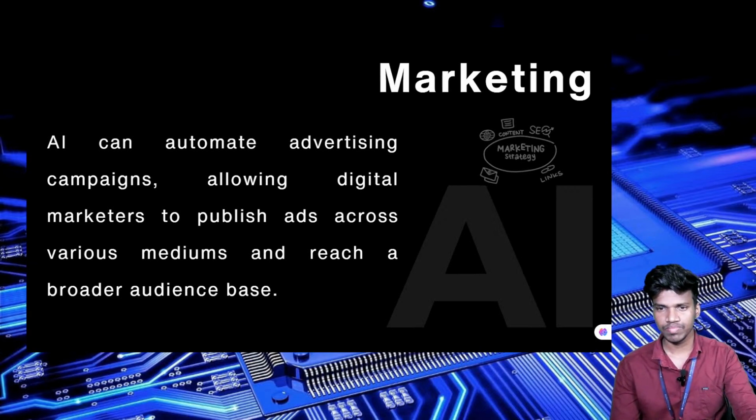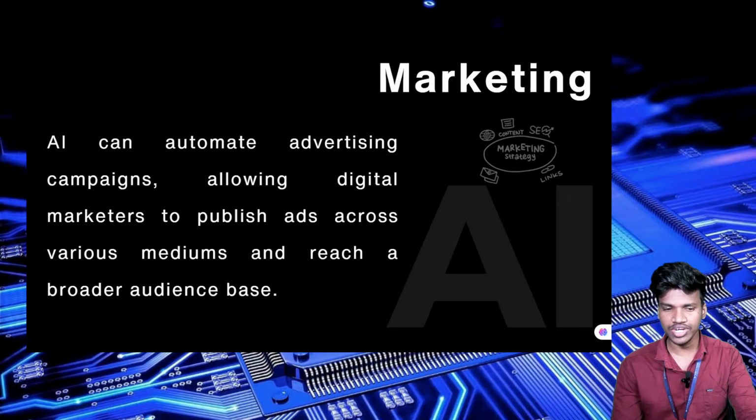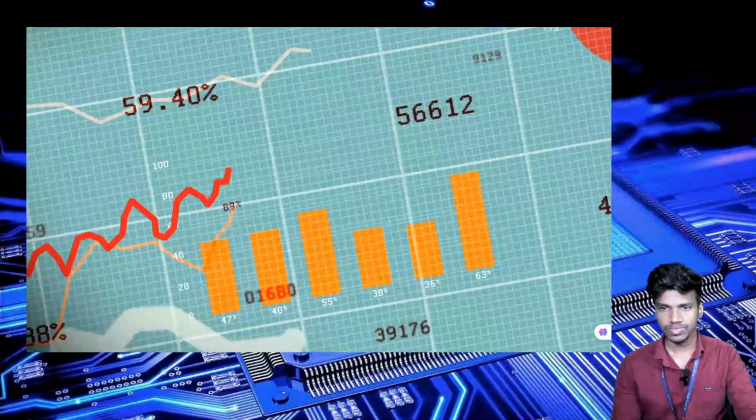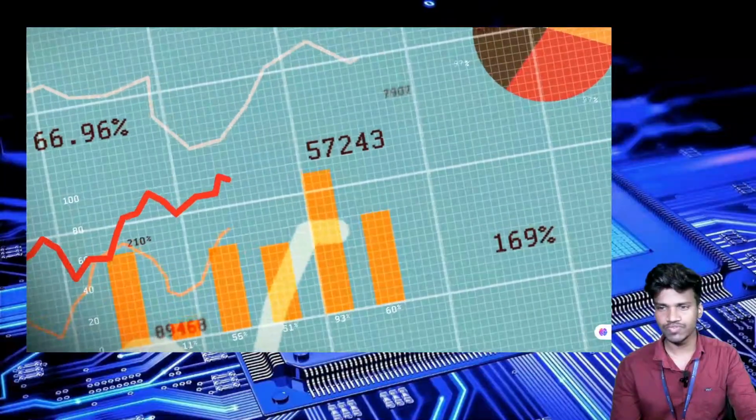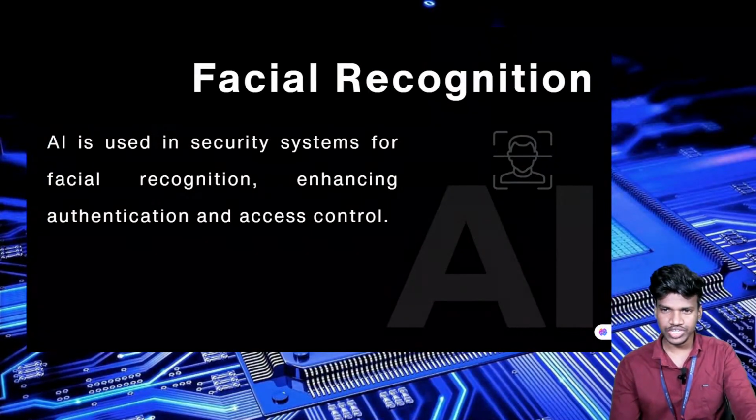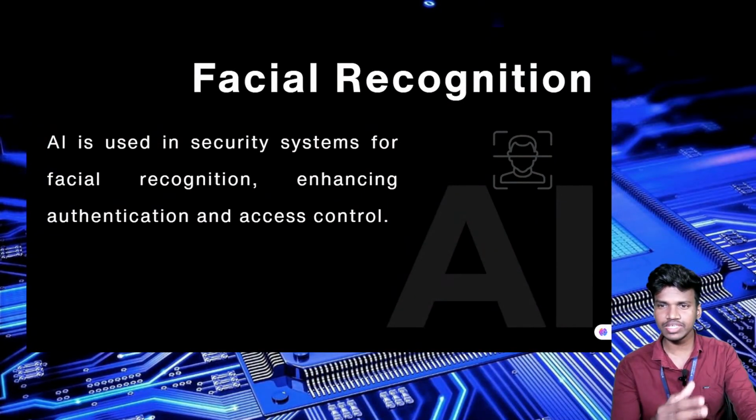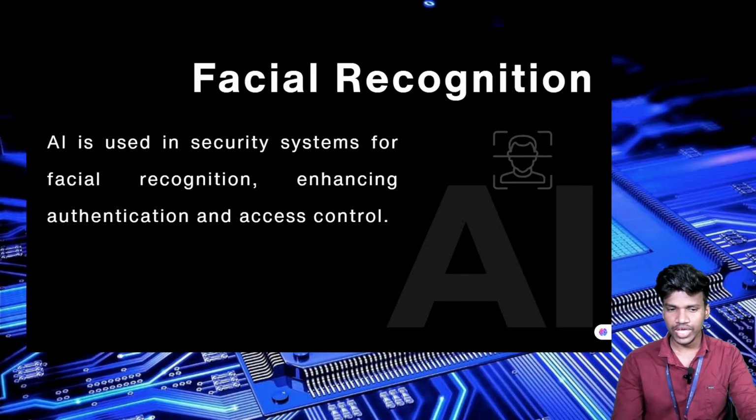It is still here today, right? It is also mentioned here: AI can automate advertising campaigns, allowing digital marketers to publish ads across various mediums and reach a broader audience base. Based on marketing, how much scope is there? Next, facial recognition. These are all AI applications, right? AI is used in security systems for facial recognition, enhancing authentication and access control.